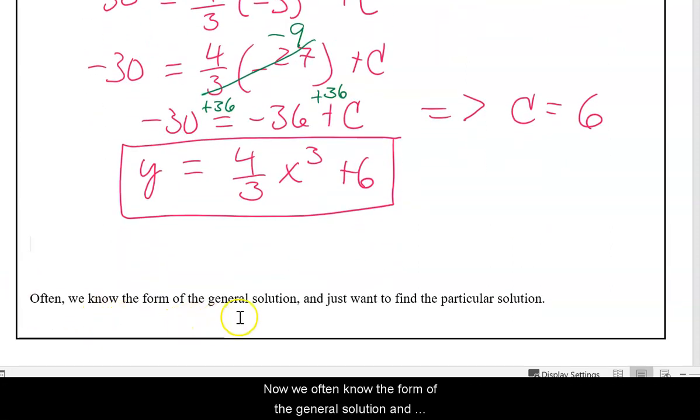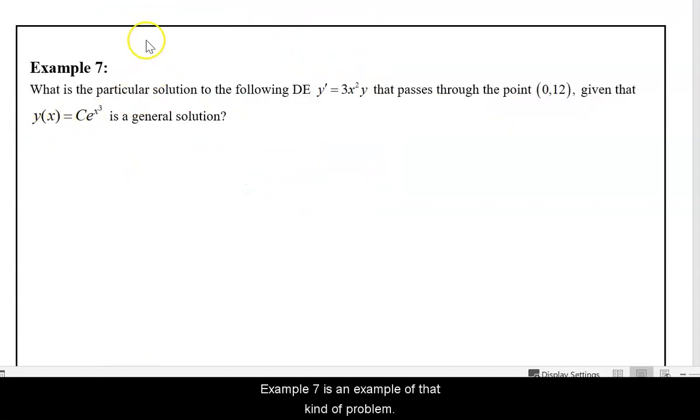Now, we often know the form of the general solution, and we just want to find the particular solution. In a differential equations class, you'll go through how you know what the form of the general solution is, but that is really beyond what we're going to do here in Calculus 2. In Calculus 2, you'll be given the form of the general solution, but without an explanation of how you know it's the general solution. You'll have to wait for that for your semesters in differential equations. Example 7 is an example of that kind of problem.